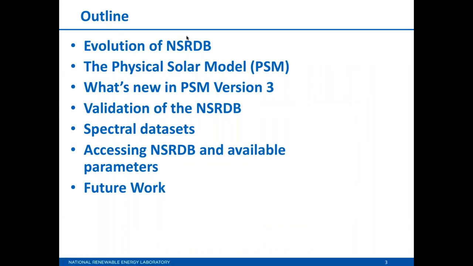So the outline of this talk is: we're going to talk about how the NSRDB evolved over time, then the model we're using, the physical solar model, what's new in PSM version 3, and a quick summary of the validation efforts for this data set. I would also like to mention that we'll make available spectral data sets, and this is coming soon. Finally, accessing the NSRDB and what parameters are available, and the future work. So that is what I'm going to talk about briefly.